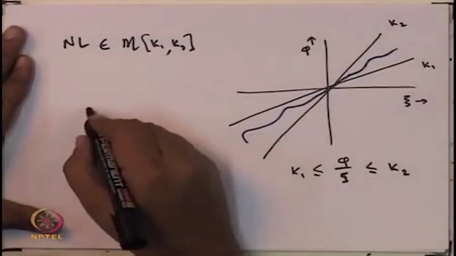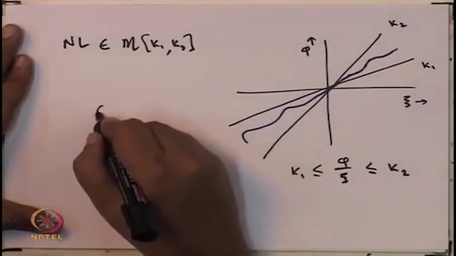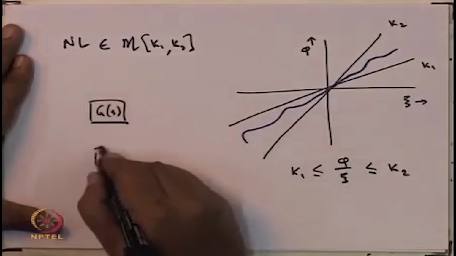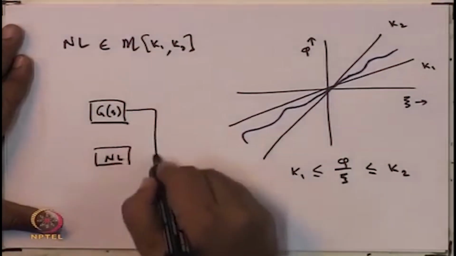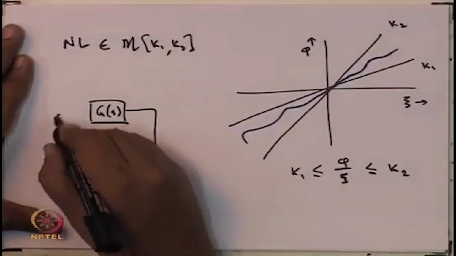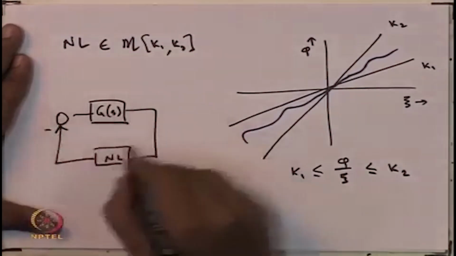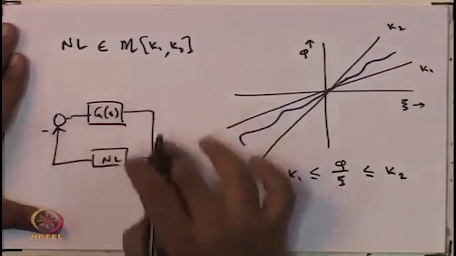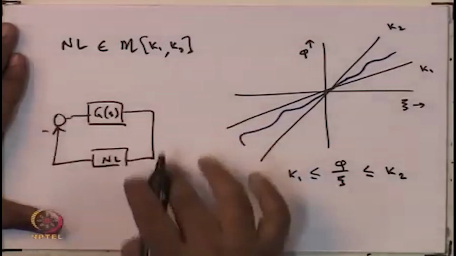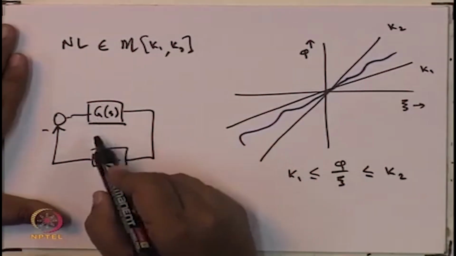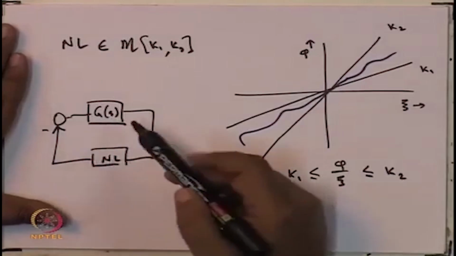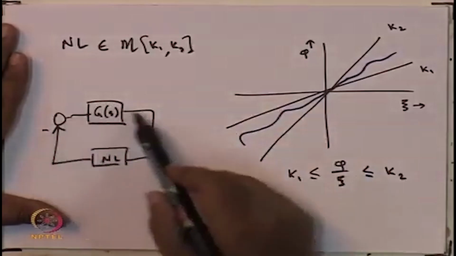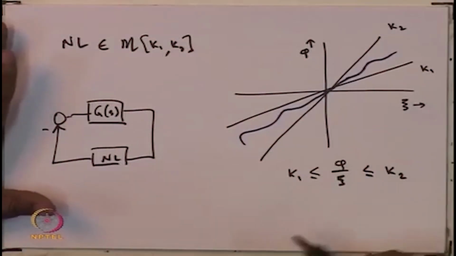Now, if one is looking at a linear plant G of S interconnected with this nonlinearity NL in this feedback form. Okay, so, suppose we have this particular situation, then we want to talk about the asymptotic stability. I mean, under what conditions on G of S, what should be the characteristics of G of S such that when G of S is interconnected with a nonlinearity in the K1, K2 sector, the resulting system is asymptotically stable.